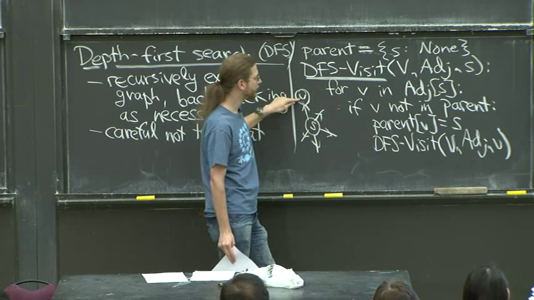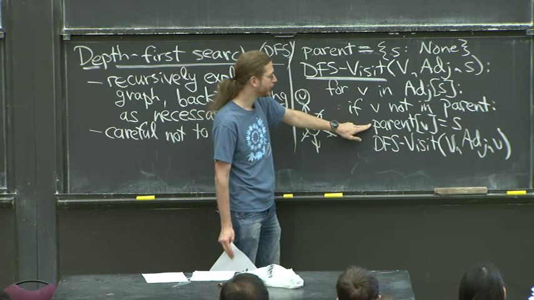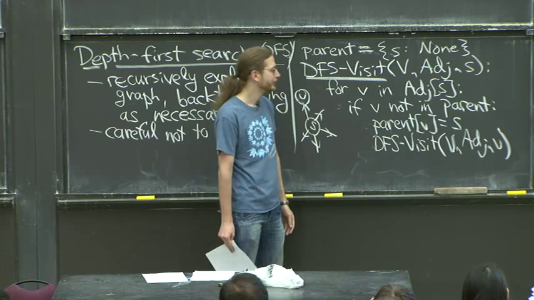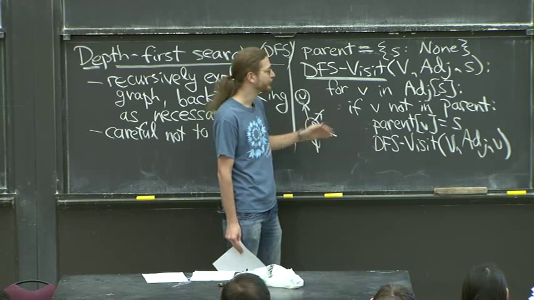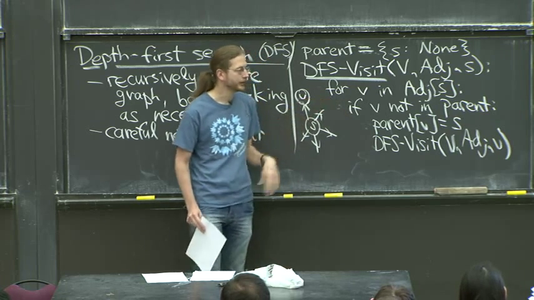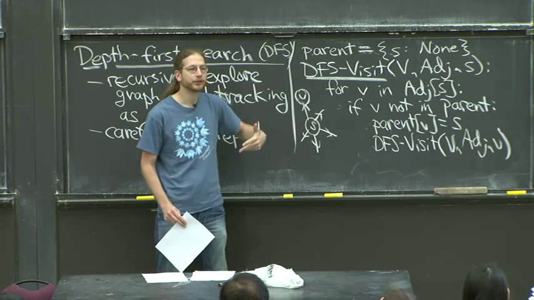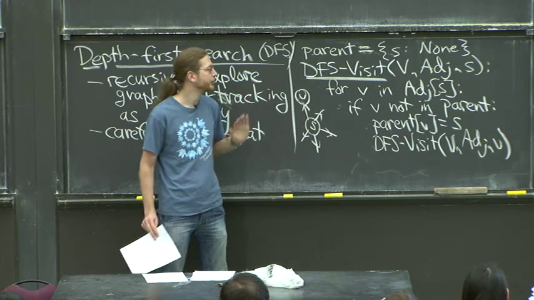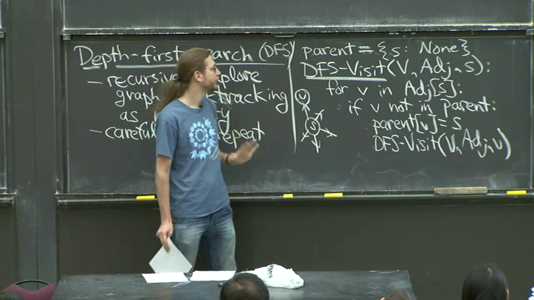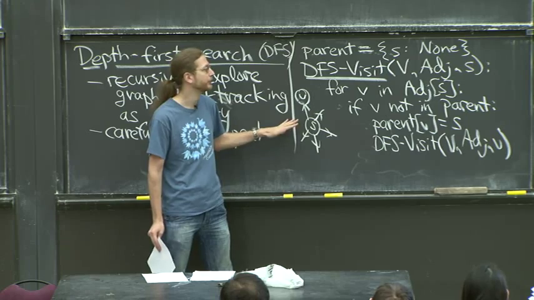If the vertex V that we're looking at is not in our dictionary, we haven't seen it yet. We mark it as seen by setting its parent to S, and then we recursively visit it. That's it. Super simple. Just recurse. The magical part is preventing yourself from repeating. As you explore the graph, if you reach something you've already seen before, you just skip it again. So you only visit every vertex at most once. This will not visit the entire graph. It'll only visit the vertices reachable from S.